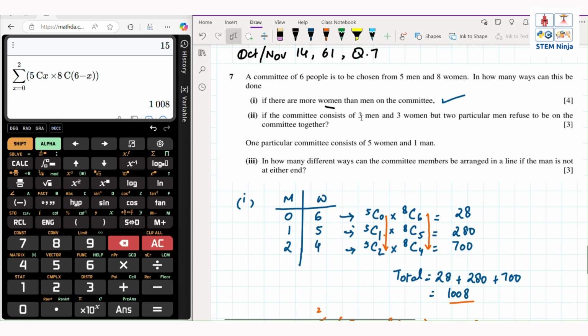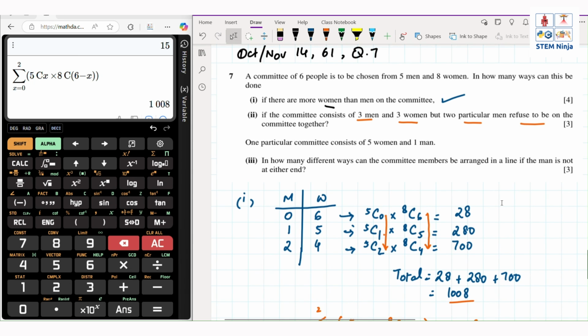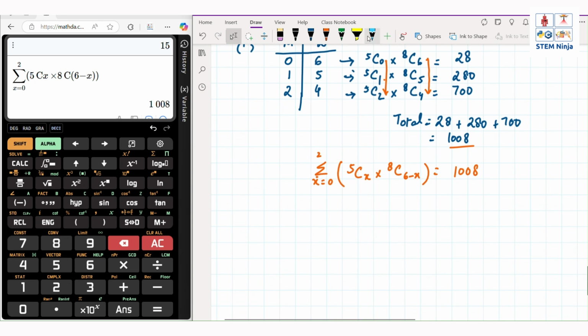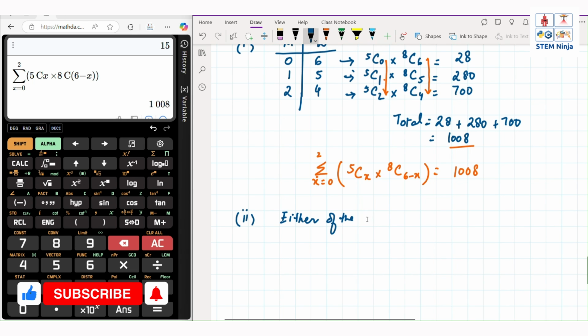We need, okay, if the committee consists of 3 men and 3 women, but 2 particular men refuse to be on the committee together. Okay, so these are 2 men who are refusing to be in the same committee. So what we can do over here, we can classify them. So we can have either of those men, either of the 2 men, just to be clear, either of the 2 men.